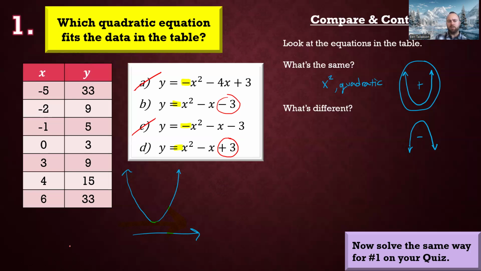Well, the y-intercepts also happen when x is 0, right? So if you look at your table, I see x as 0 when y is not negative, but +3. So the answer is going to be D.